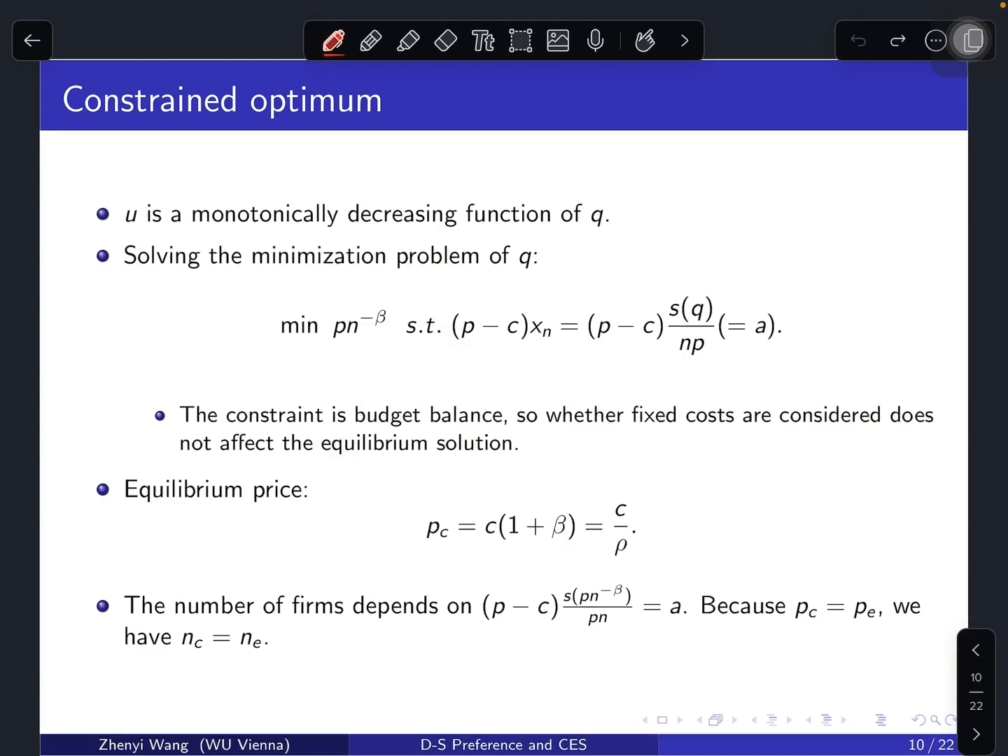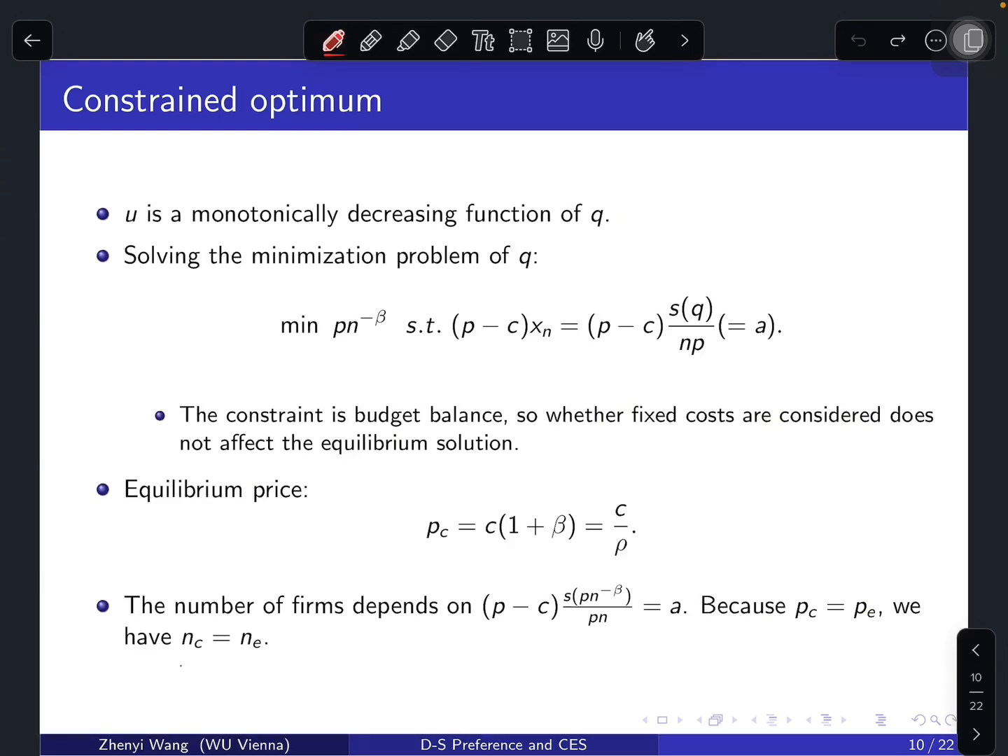So first, let's have a look at the constrained optimum. It aims to maximize total social welfare and at the same time consider the real-world constraints such as fixed cost and market structure. We know that U is a monotonically decreasing function of Q, so solving the minimization problem of Q is equivalent to solving the maximization problem of utility. The constraint is budget balance. So from the first order condition, we could get the equilibrium price and the equilibrium number of firms.